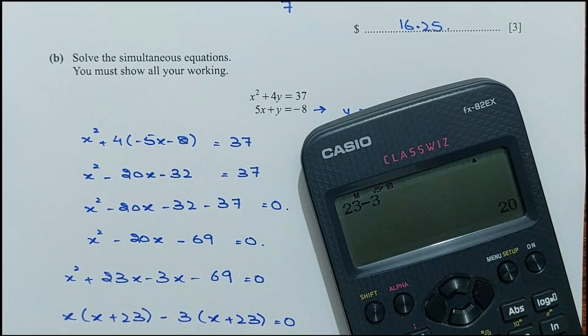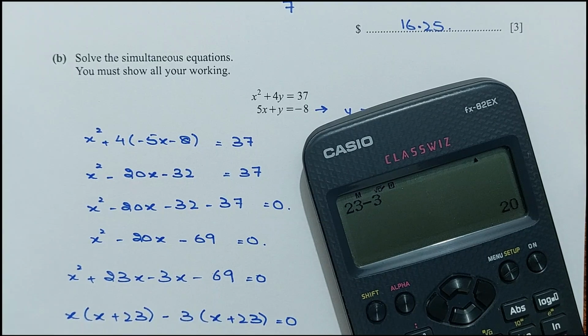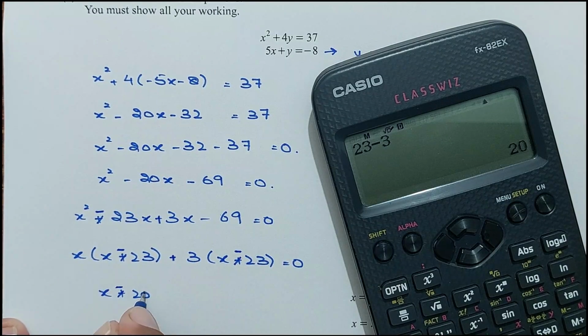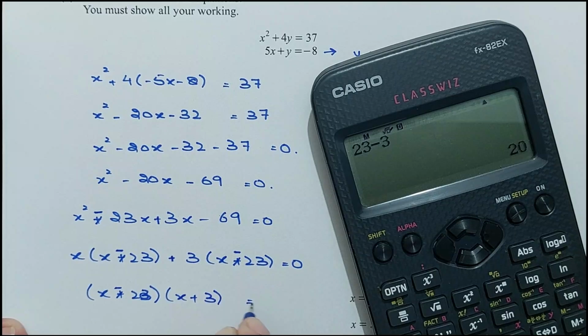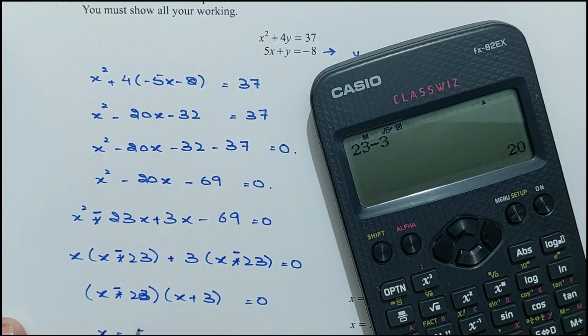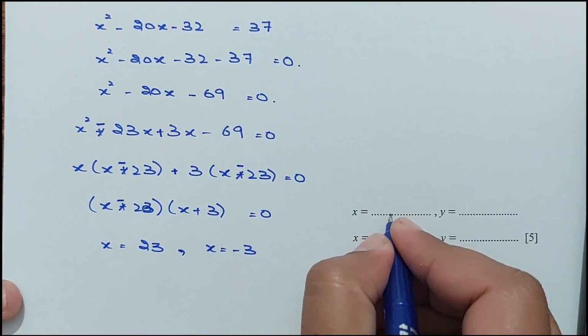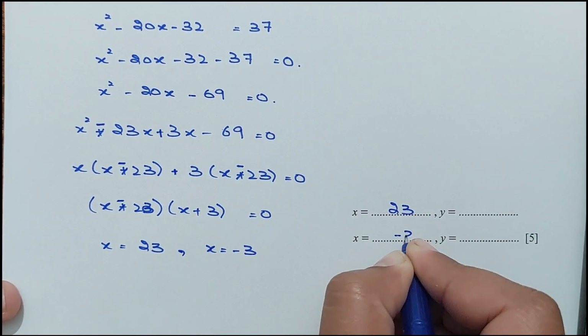So from here, we have to make minus 20, so it should be plus, and this should be minus, right? X minus 23 and x plus 3. These are the two factors equals to 0. So x equals 23 and x equals negative 3. These are the two x values, 23 and negative 3.